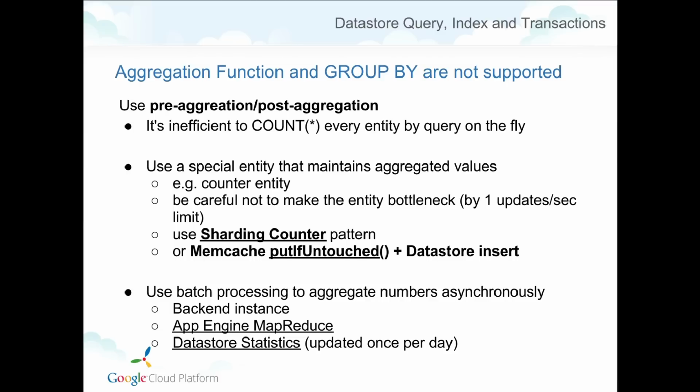Finally, if it's not urgent, then you can just rely on the statistics API of the Datastore. Datastore provides statistics data like how many entities you have of what kind, by accessing the API for that, and those numbers will be updated once per day. So it's a very large number, but still, you can use that for certain usages.